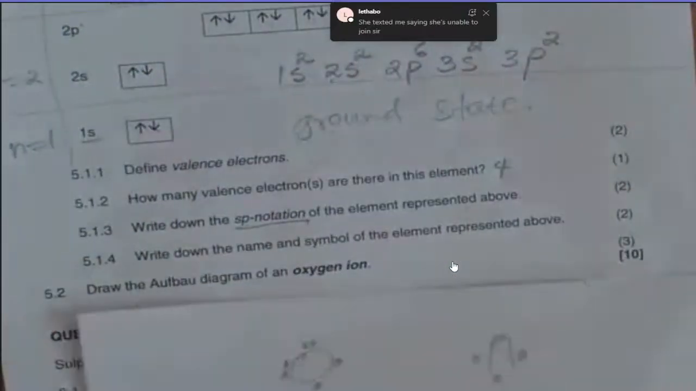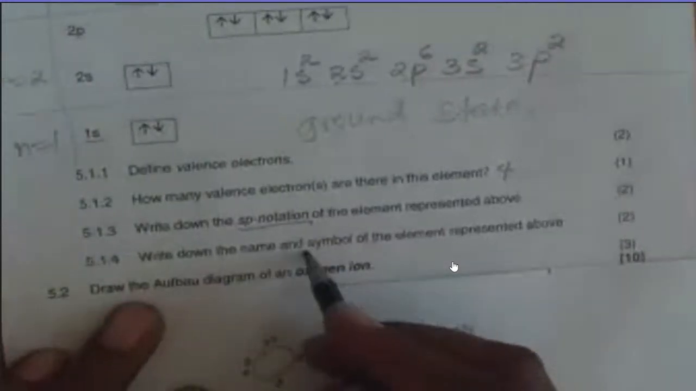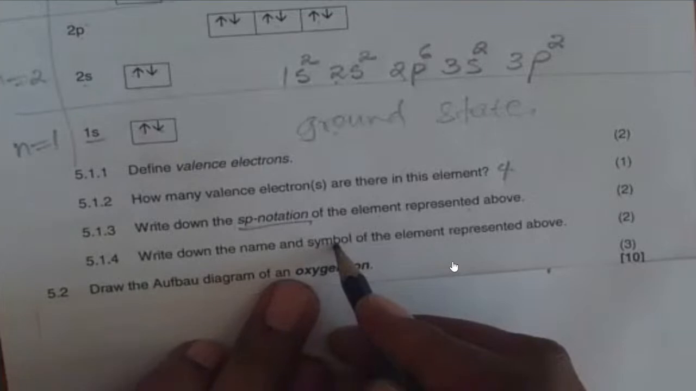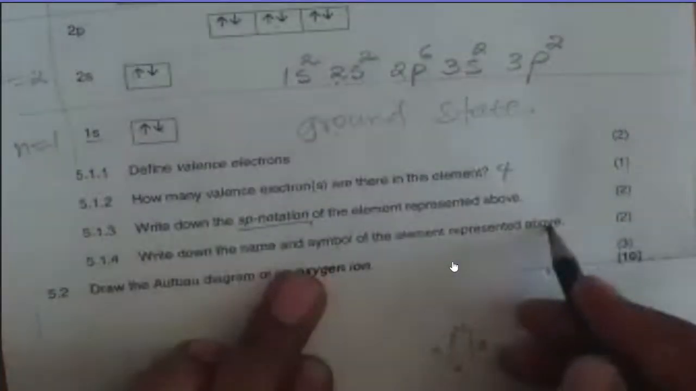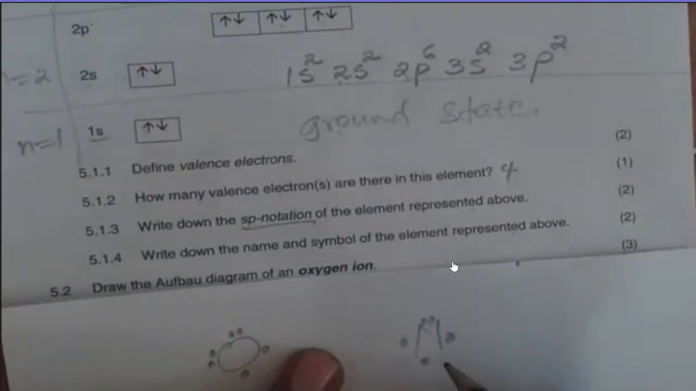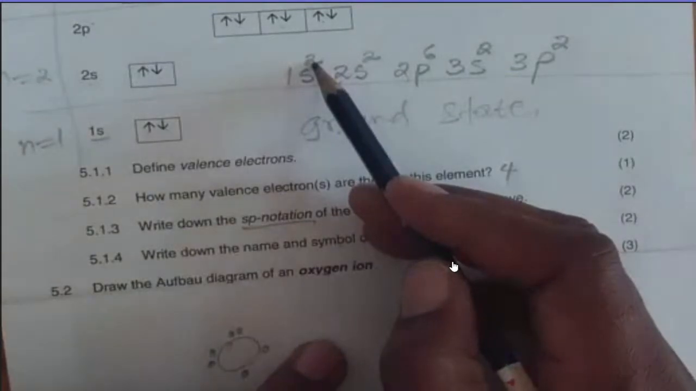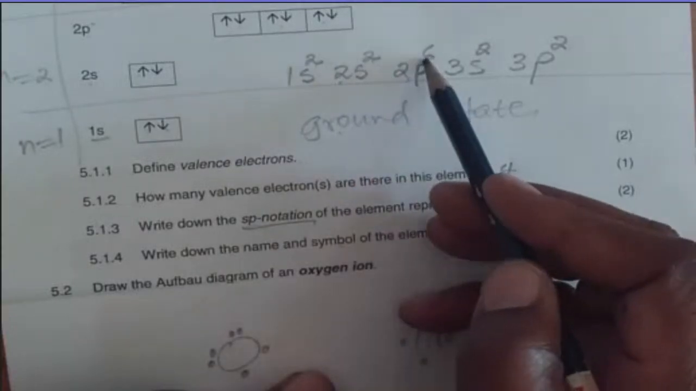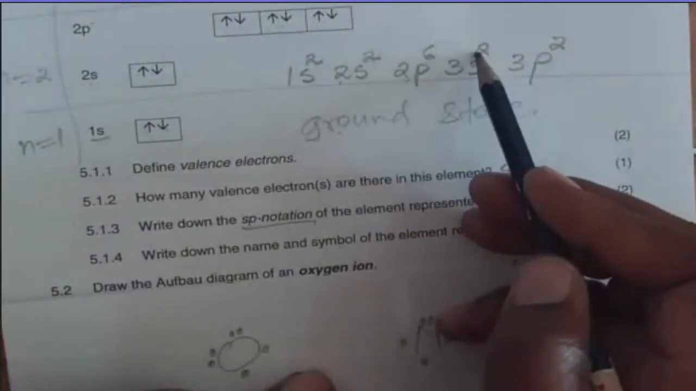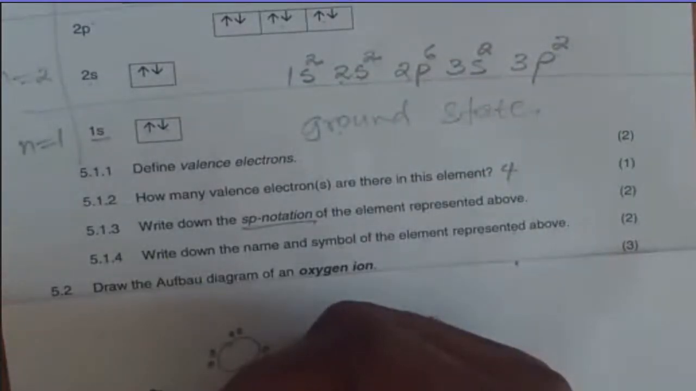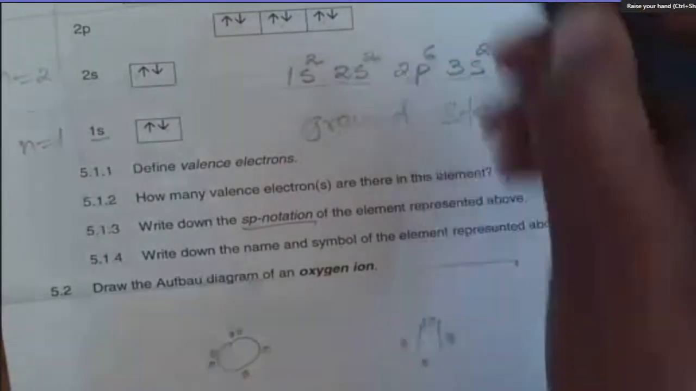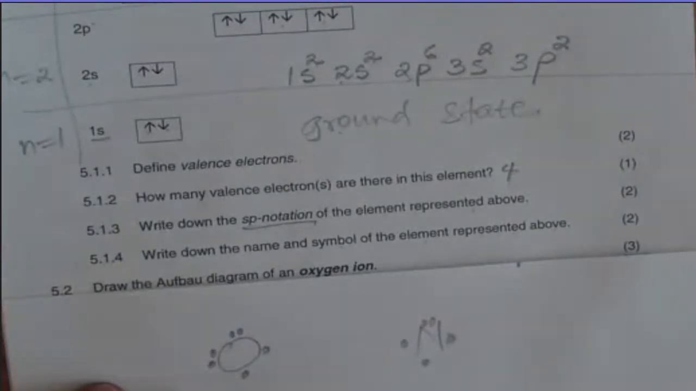So now write down the name and symbol of the element represented above. How many electrons or how many protons do I have? 2, 4 plus 6 is 10. 10 plus 4, that will be 14. So you check the periodic table, atomic number. If you have 14 there, it will be that element.